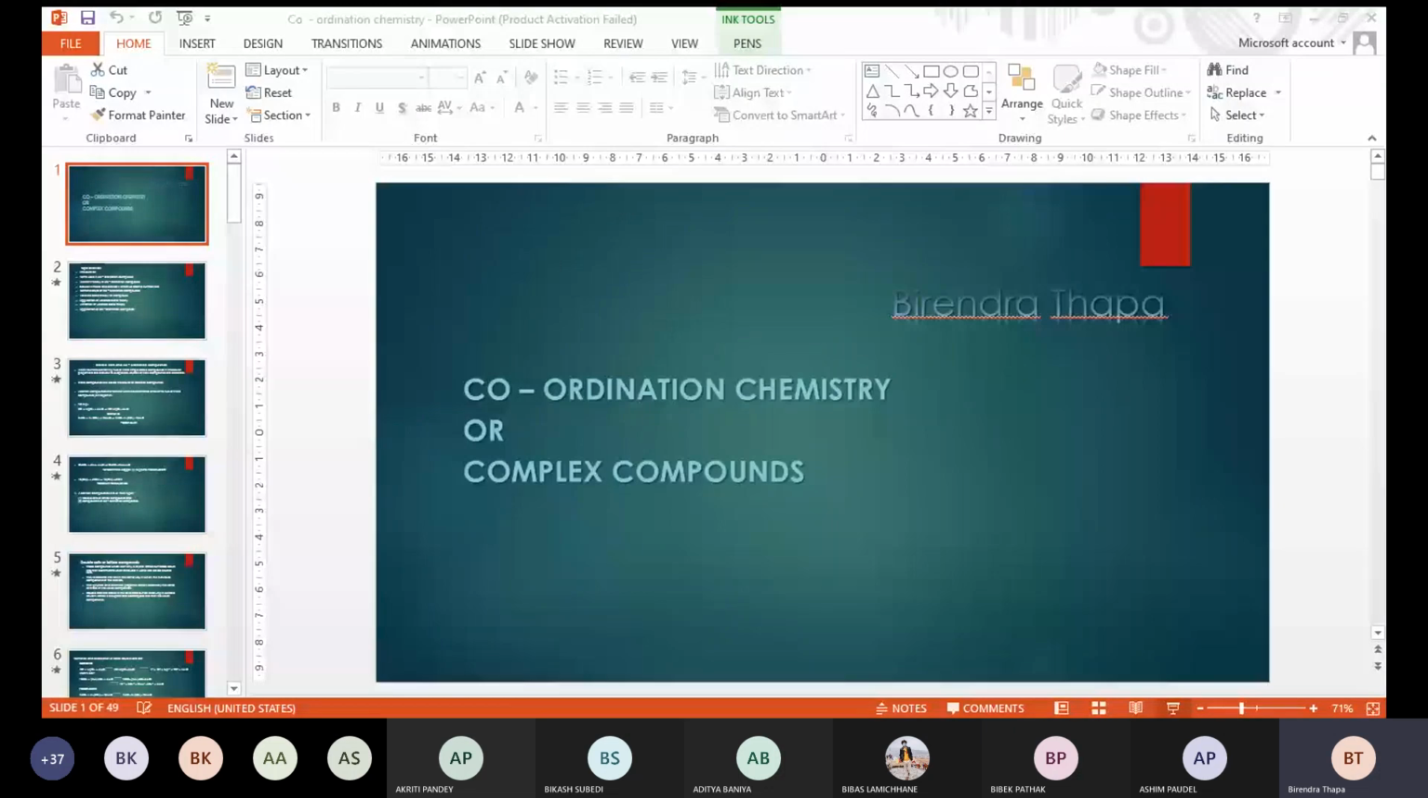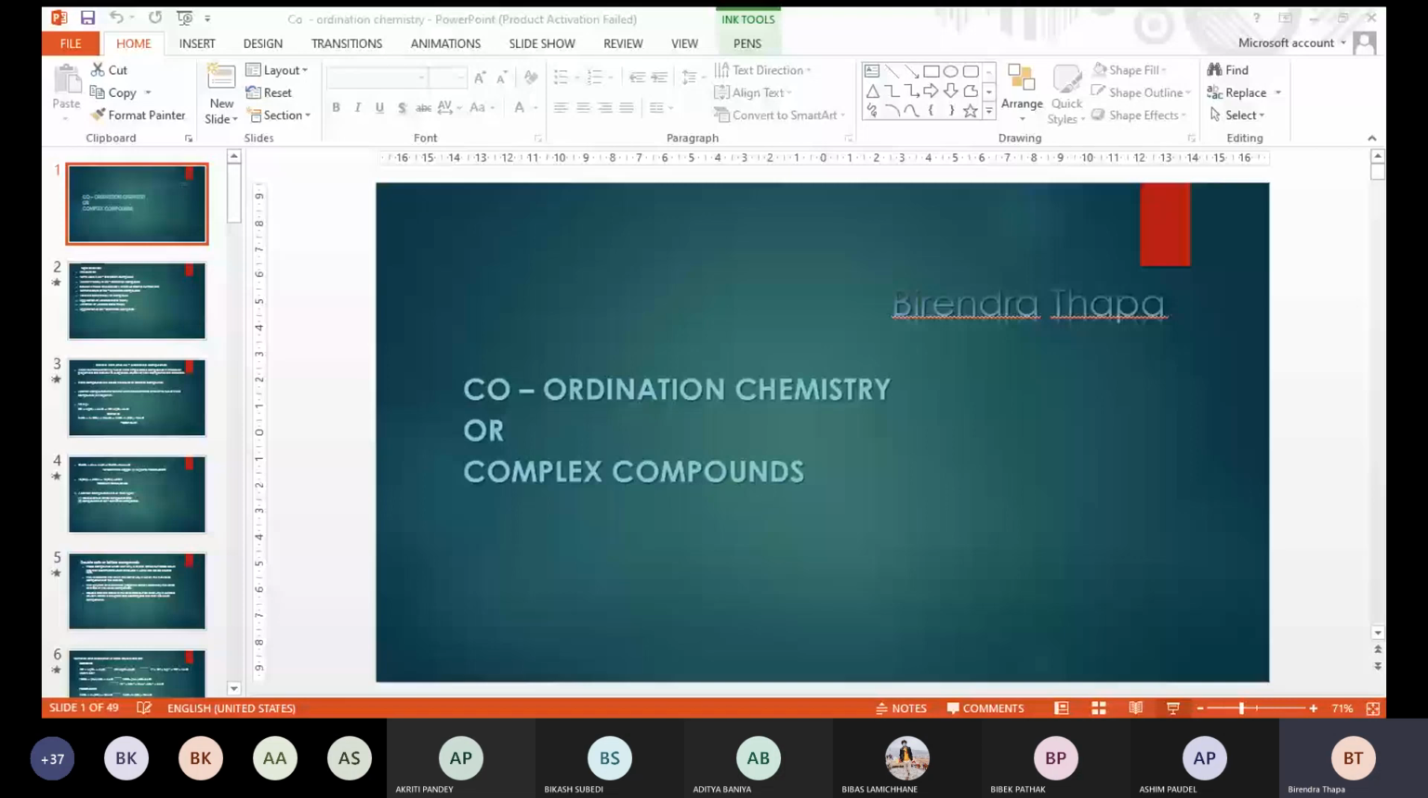I expect you will know the postulates of valence bond theory in the next class. Not in the next class, after 2 or 3 classes. Postulates of valence bond theory for complex compounds. This is the self-study part. You have to read this. After knowing the postulates of valence bond theory, we will go to application of valence bond theory.